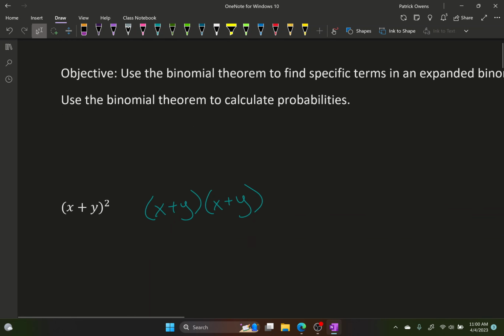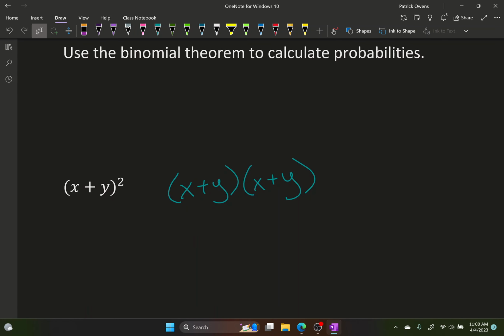So our first binomial here is one that we've worked with frequently over the years, and it's some binomial squared. So in this case, it's x plus y squared. If we were to expand that, it would be x plus y times x plus y. We'd FOIL or otherwise distribute and end up with this. Combine our like terms in the middle, and we end up with x squared plus 2xy plus y squared, or whatever variables or constants you would be using.